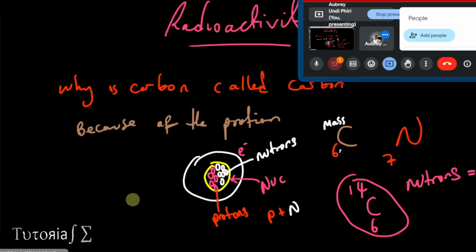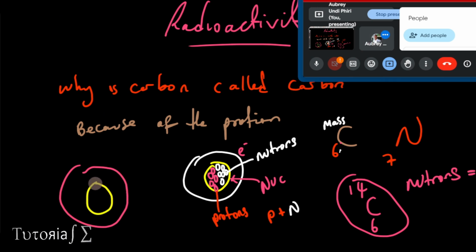So there could be another carbon out there that has 6 protons, because remember we said protons define the name carbon, 1, 2, 3, 4, 5, 6, but it also has 8 neutrons, 1, 2, 3, 4, 5, 6, 7, 8. And this may go on. It can even be 13 neutrons, or 5 neutrons, and so on.